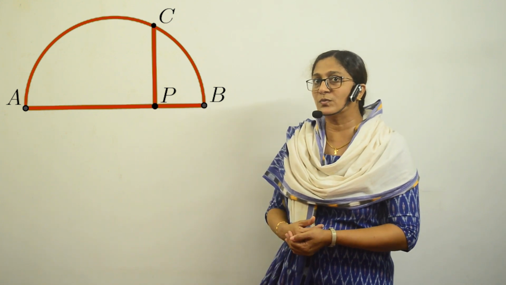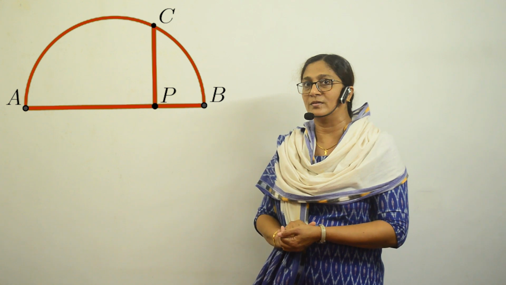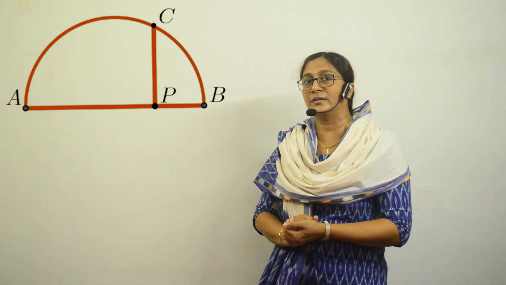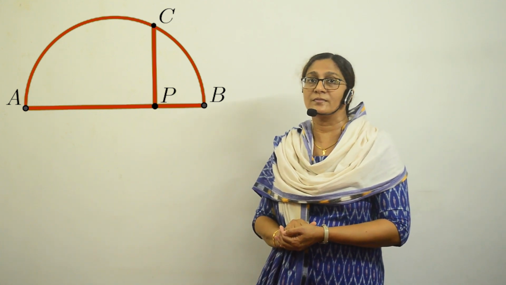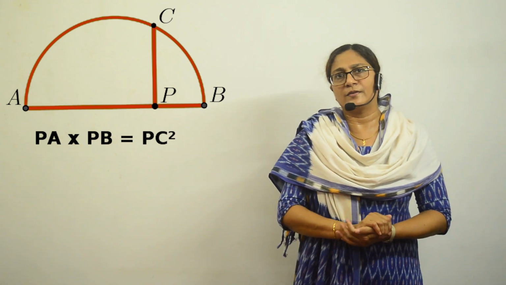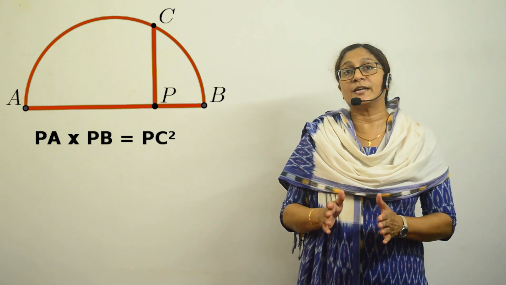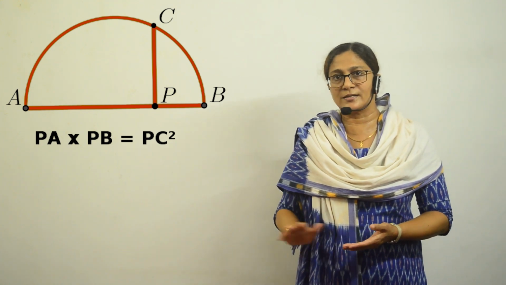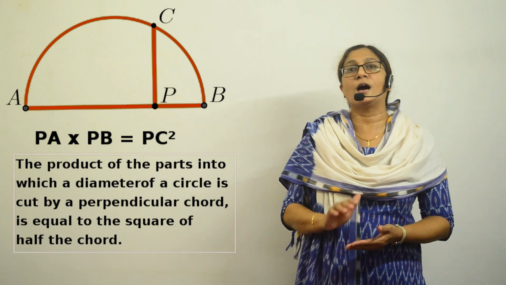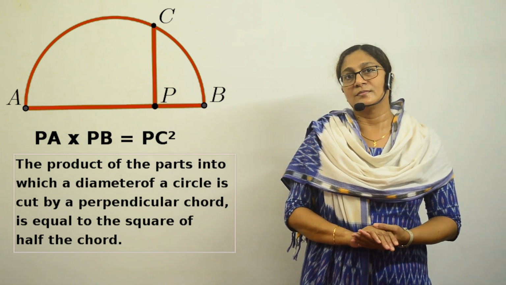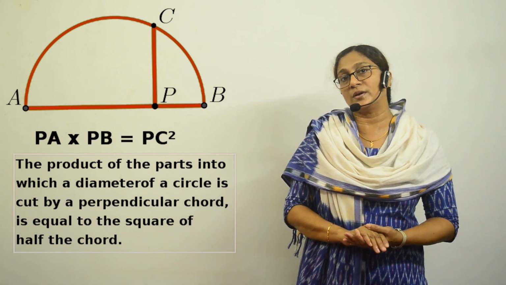We know that the same result will hold here. Only we have not shown the whole circle and we have not shown the other part of the chord. But we know that the same relation will hold here. That is, PA multiplied by PB will be equal to PC squared. Let us see what we have just inferred. The product of the parts into which a diameter of a circle is cut by a perpendicular chord is equal to the square of half the chord. PA multiplied by PB is equal to PC squared.